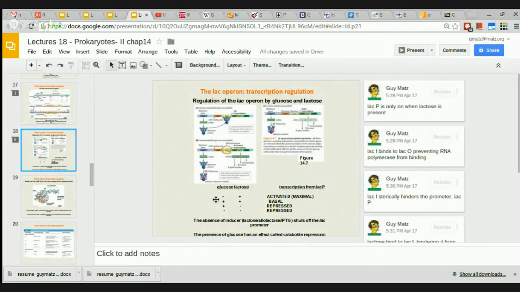How does glucose work? Glucose represses the enzyme that produces cyclic AMP from ATP, and that enzyme is called adenylyl cyclase. So glucose represses that enzyme. That's how it works. Okay?